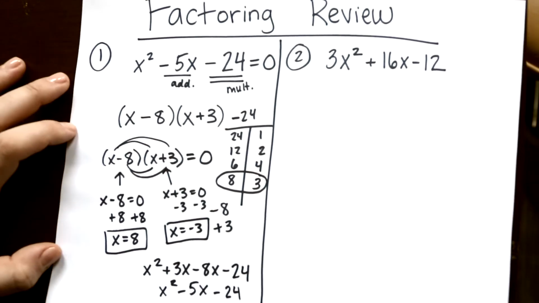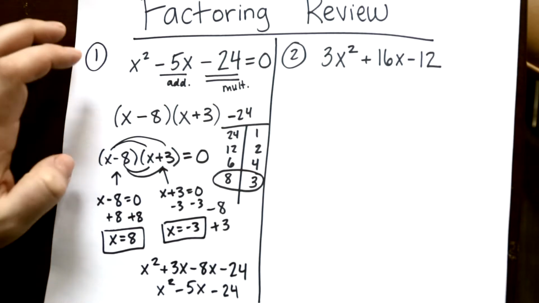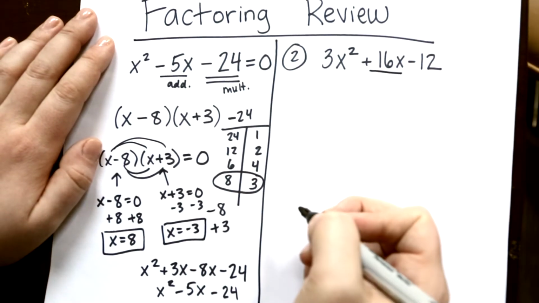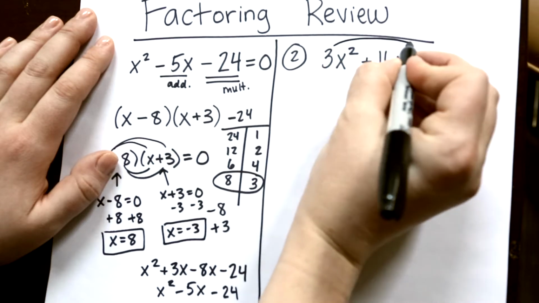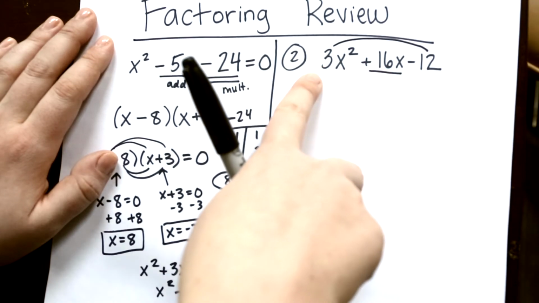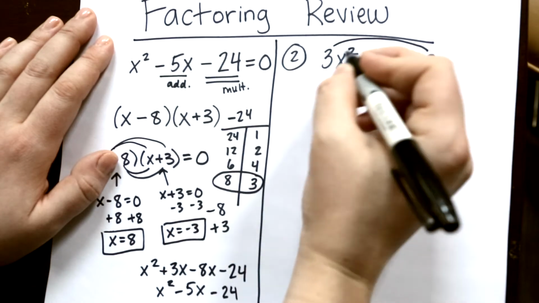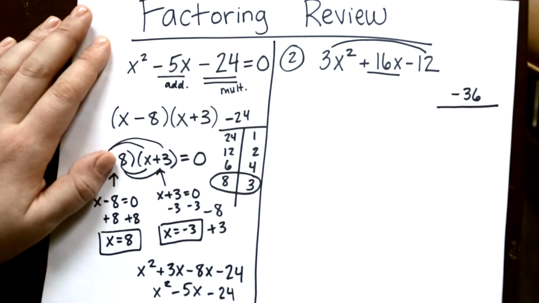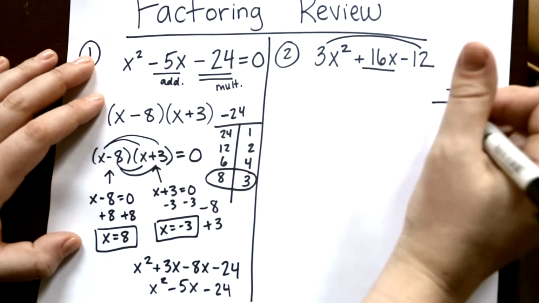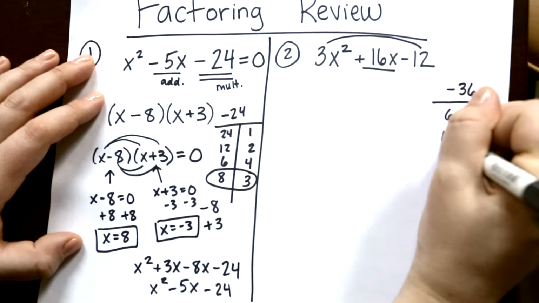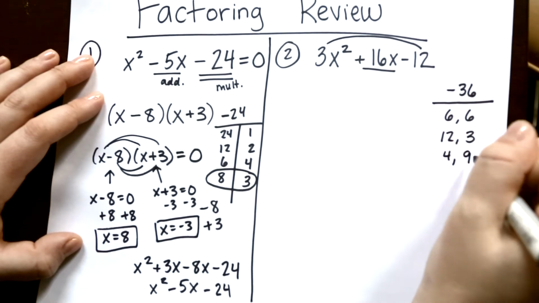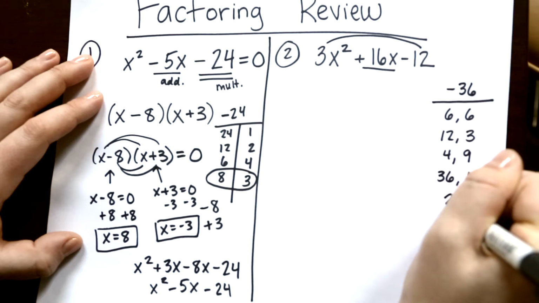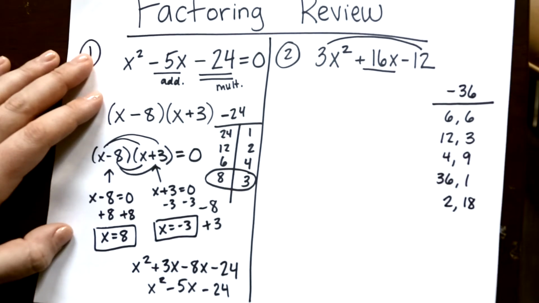All right, if we have a quadratic that has an a that's greater than 1, so here our a is 3, it's a little bit different. We're still adding to this, but now we're going to multiply to whatever this times this is. So it's not just the end anymore. We have to take into account that we have a 3 here. So -12 times 3 is -36. We're looking for pairs that will multiply to -36. So we could have 6 and 6, 12 and 3, 4 and 9, 36 and 1, 2 and 18. I think that's it.